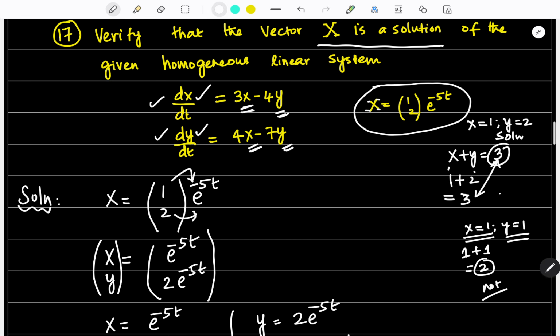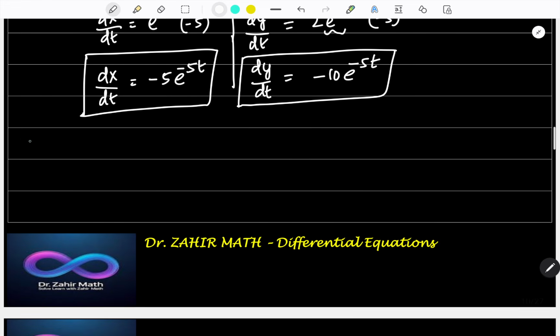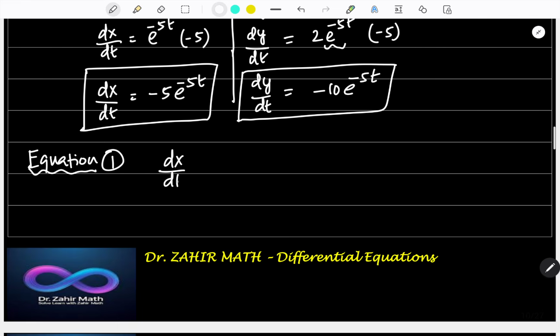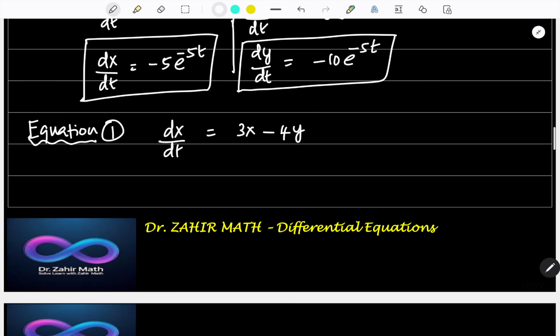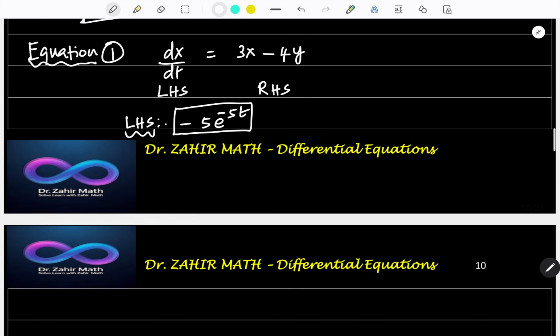Let me take the first equation. I'm going to check with the first equation, so let us take equation 1. What is equation 1? dx by dt is equal to 3x minus 4y. This I'll call the left hand side and this the right hand side. Left hand side we already calculated just now, dx by dt. What is that? Minus 5 e power minus 5t. Now the right hand side I need to check.